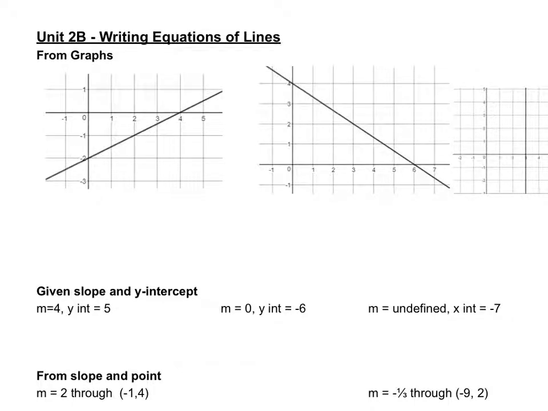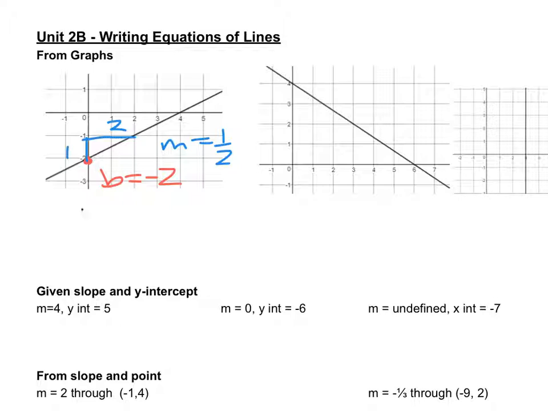We're going to do a quick review of writing equations of lines. So the first thing we looked at was writing equations of lines from graphs. And that's where our first step is to identify our y-intercept. So on my first graph, my y-intercept is -2. And then I want to find my slope, which would be up 1 over 2. So my m is 1/2.